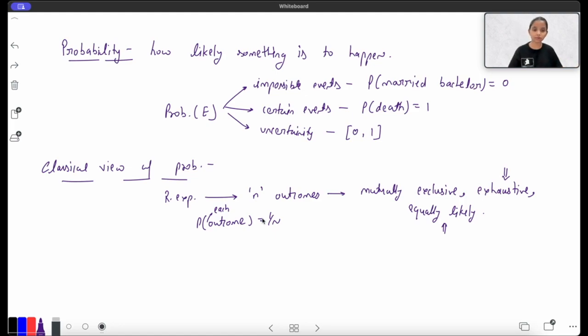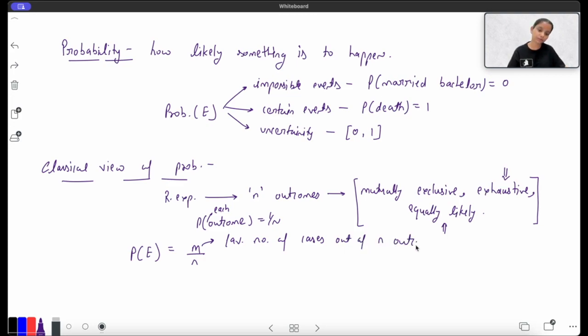So in this scenario, when you are having a particular experiment satisfying these three conditions, then you would say that the probability of some event E happening is going to be m by n, where m is the favorable number of cases out of n outcomes, and n is the total number of possible outcomes of the random experiment.